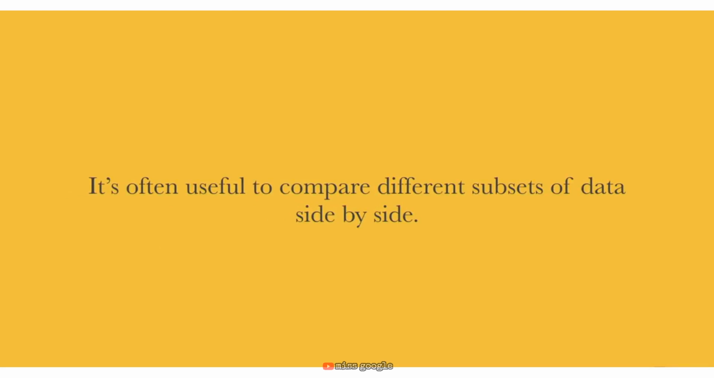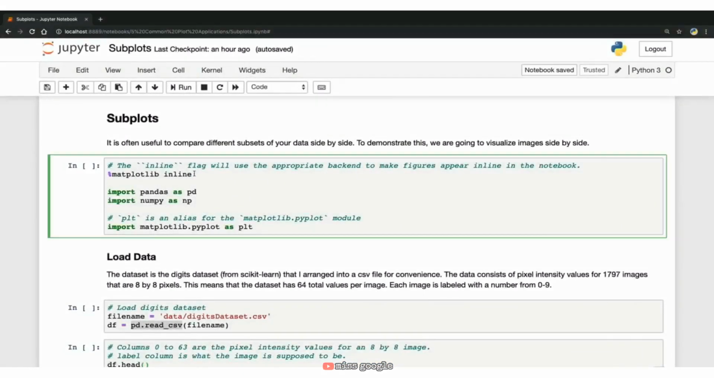The first thing we have to do is import our libraries. We're going to have our figures appear inline in the notebook, so we're specifying inline. We're going to import pandas, NumPy, and Matplotlib. The next thing we have to do is load our dataset.